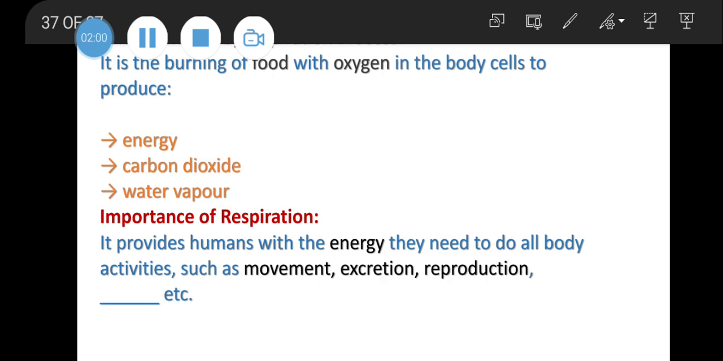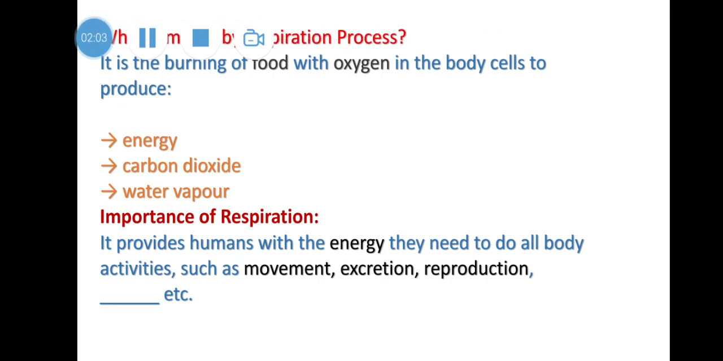The meaning of the respiration process is a process in which the food and oxygen burn in the body cells to produce energy, carbon dioxide and water vapor. So what is the importance of respiration? It provides the human with the energy they need to do all body activities such as movement, excretion, reproduction.